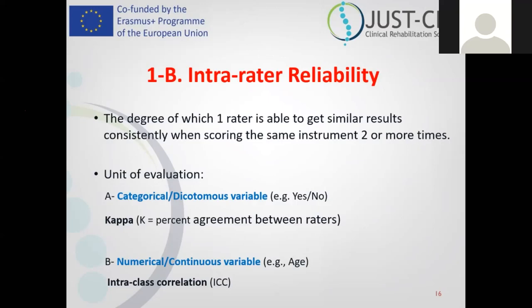The second type of raters reliability is the intra-rater reliability. In cases of intra-rater reliability, we have one assessor or one evaluator or one observer who does multiple evaluations. The multiple evaluations done by the same rater will yield similar results if the instrument has high intra-rater reliability. And the unit of evaluation is similar to those that we have just discussed in the inter-rater reliability. We use kappa values for categorical variables, and we use intra-class correlations for numerical or continuous variables.